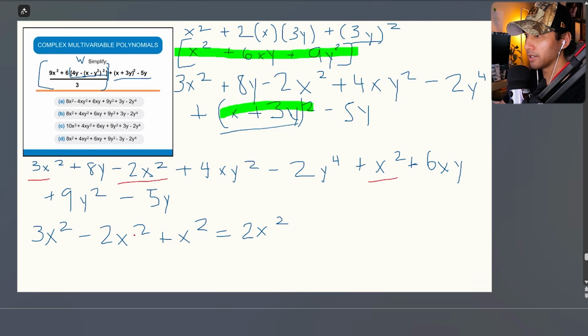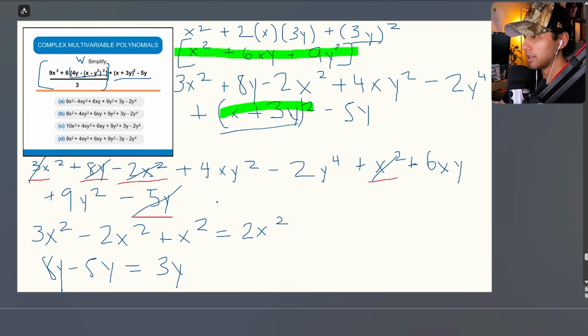We can actually. 8y, and I'm going to cross these out so they won't confuse us. And then we have 8y, and we have minus 5y. 8y minus 5y equals 3y. And I'm going to cross these out. And now we have, how about 4xy squared? That's just by itself. We notice all these now are their own terms and cannot be combined with anything else.